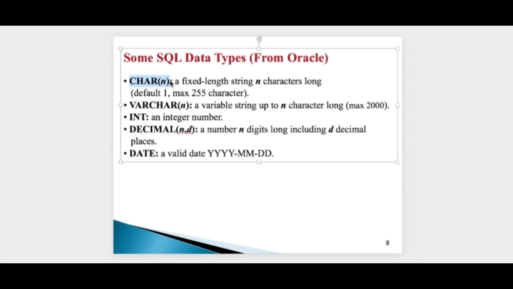I think it includes your numbers also. So the maximum limits in the bracket you can write the maximum limit that you want to store. For example, if you write the maximum limit to be 20, then when you are entering data into your tables, you can enter up to 20 characters only.